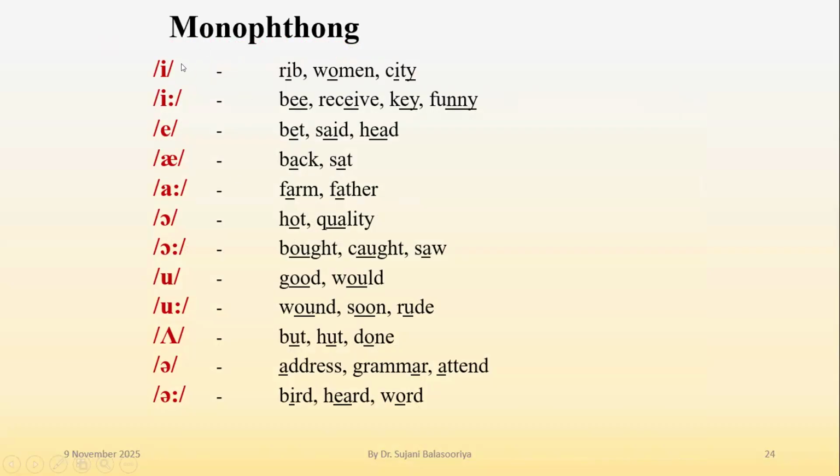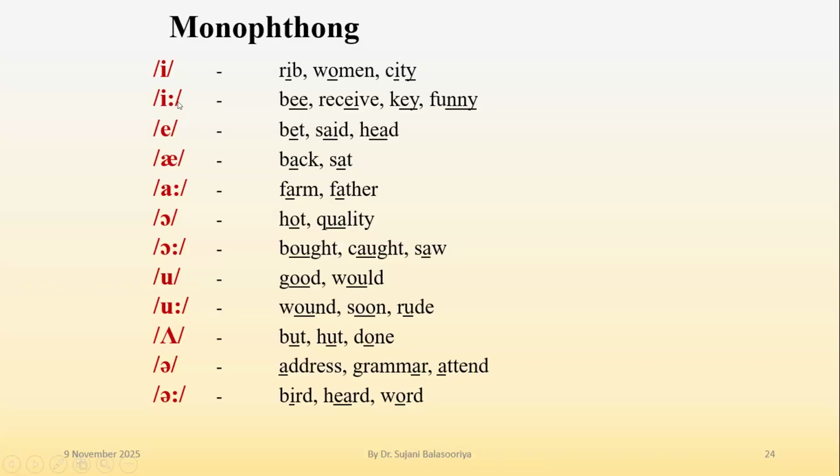There are 12. 1, 2, 3, 4, 5, 6, 7, 8, 9, 10, 11, 12. Twelve monophthongs, and you have here in this list the relevant phonetic symbol and a few words where you find the relevant monophthong, the vowel sound. For example, if you are unable to find out the vowel sounds, you can just refer to the word. First vowel sound is short i. You can find short i in rip, women, city, this kind of words.